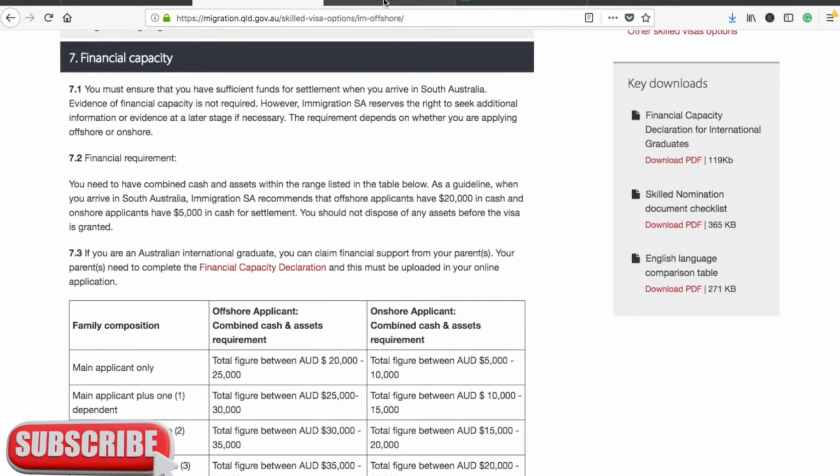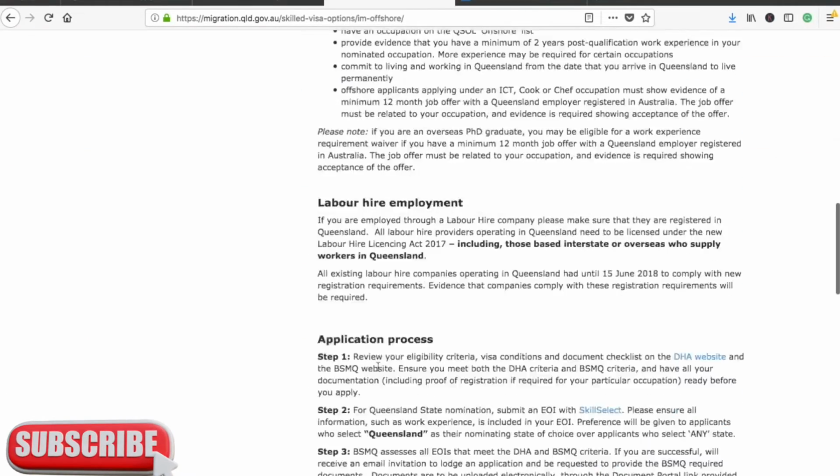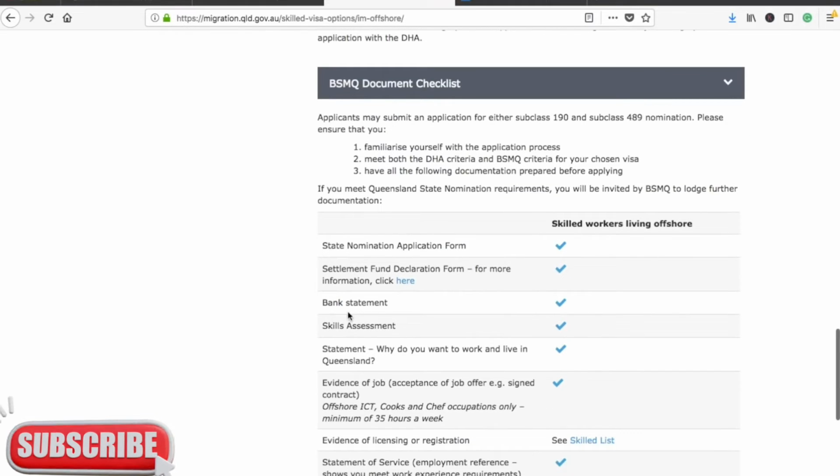Okay, now moving on. This is Queensland. So for the state of Queensland, you need to declare it. They've mentioned it very clearly over here that these are the documents you need to declare, and you need to give your bank statement as well. So let's see what the declaration is all about.